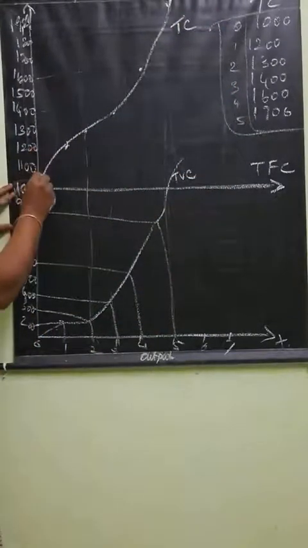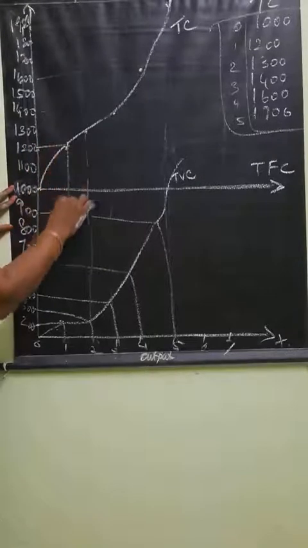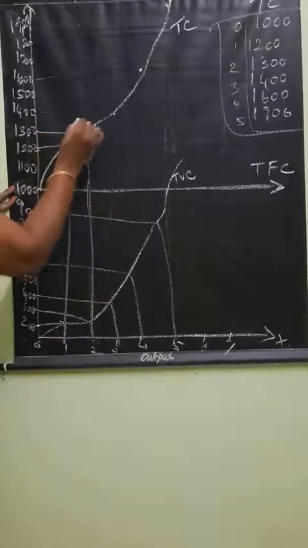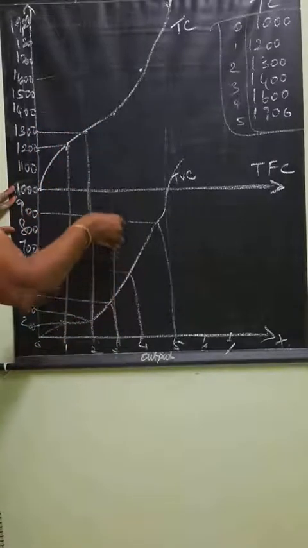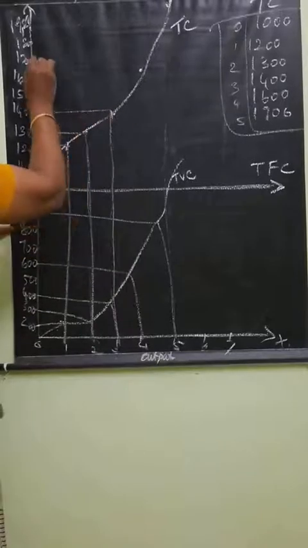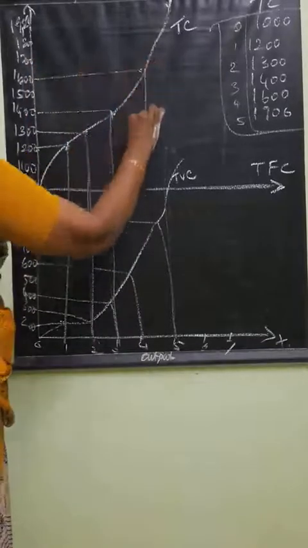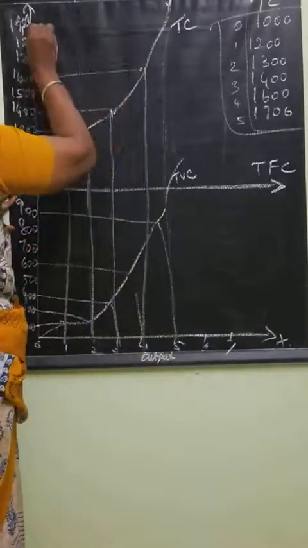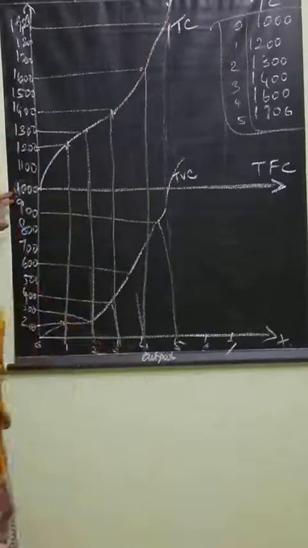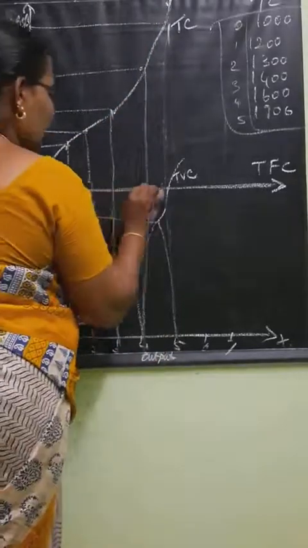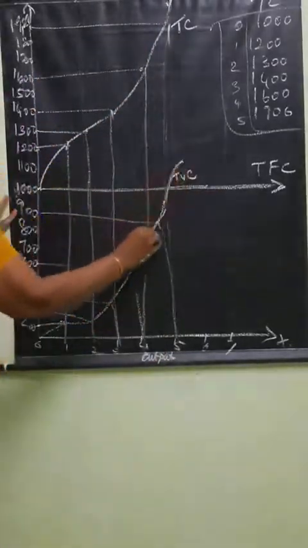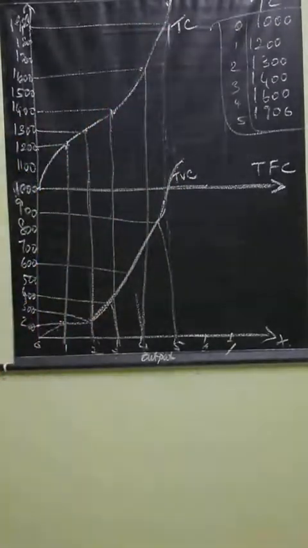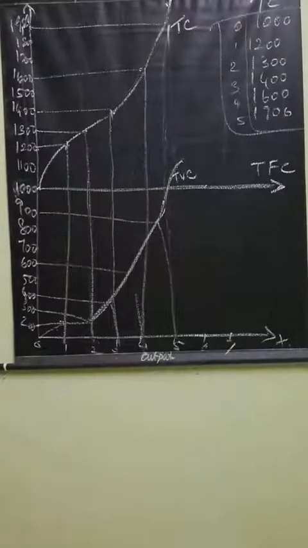Do you understand, girls? First one is 1200, then 1300, then 1400, then 1600, then 1900. So this is the total fixed cost curve. This is total variable cost curve. This is total cost curve. Will you be able to understand, girls, what is total fixed cost?